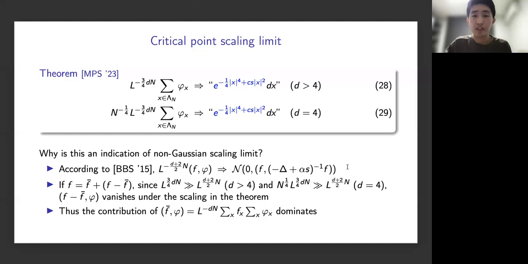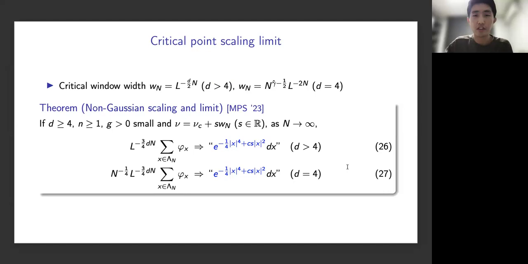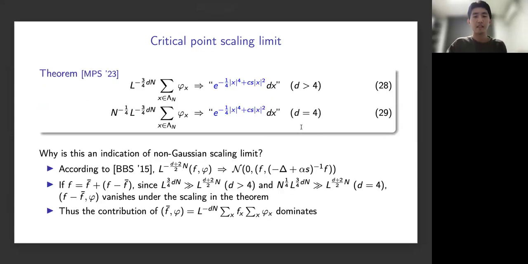To be honest, this is not really the scaling limit result, because we are only looking at the limit of the sum of phi x's. So we didn't call it a non-Gaussian scaling limit, I just said it's a non-Gaussian limit. However, this is a strong indication that the scaling limit is also a non-Gaussian distribution.